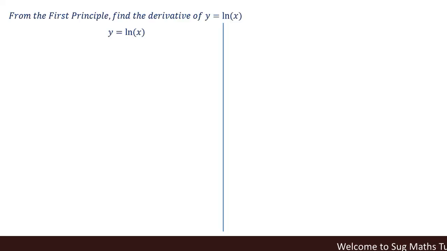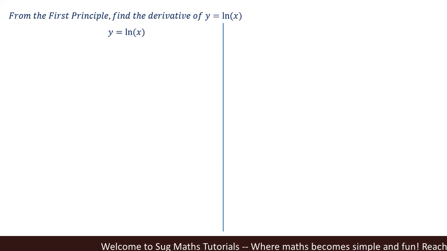Today, let's take a look at this particular problem under differentiation from the first principle. It says, find the derivative of y equal to ln of x using the first principle. By definition, how can we find the derivative of y is equal to ln of x? Normally we know that the derivative of ln of x is equal to what? 1 over x. Why is it so?